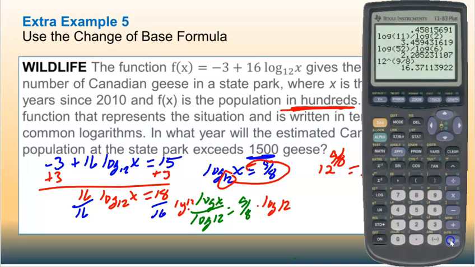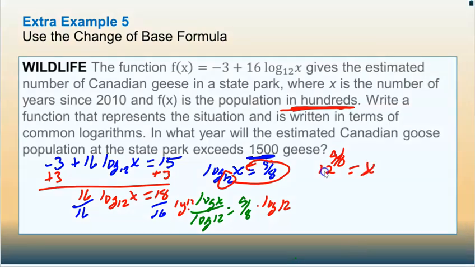Now let's just say I did it the other way. So I would have 9/8 times log of 12. I'm going to get that, and then if I exponentiate that, I would have to take 10 raised to that power, and you'll still get that same answer of 16.3711. So I'm just going to keep what I have the first time. So x is going to be about 16 years.